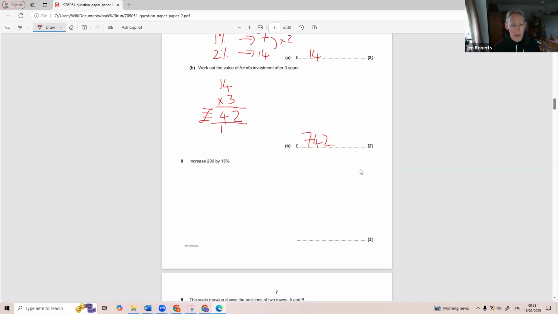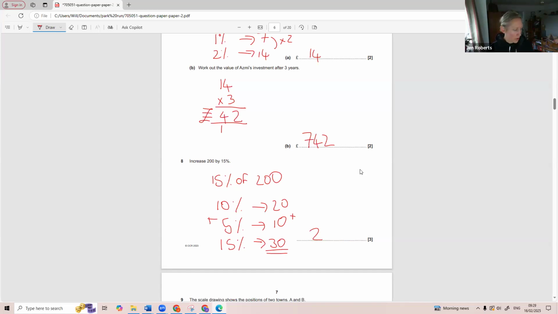Increase 200 by 15%. Increase means make 200 bigger by 15%. Let's get 15% of 200 first. Okay, 10% is 20. 5% is half of 10%, so it'll be 10. So 15%, just add these together. So we need to increase 200 by 30, so add them together, 230.